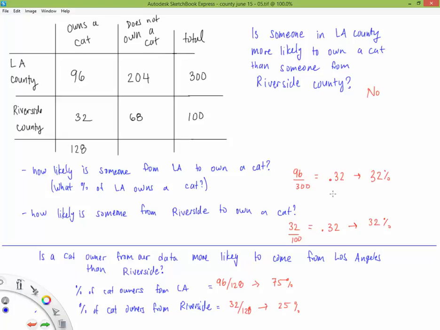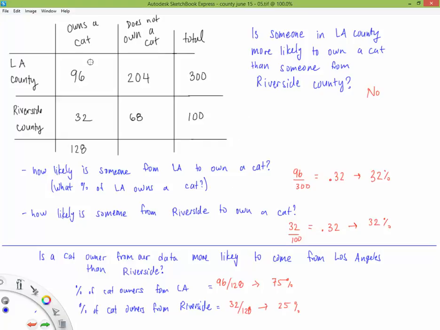And so the question is now, does that mean someone from LA County is more likely to own a cat than someone from Riverside County? Well, the answer is not so easy, right? Because this is not every single person in LA.